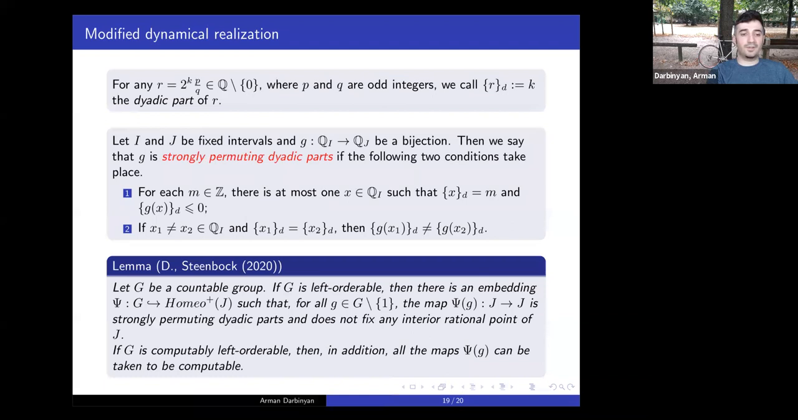For each m that is an integer, there exists at most one element x from the domain of G such that the dyadic part of x is equal to the given m, and in addition, the dyadic part of its image is non-positive. And the second property is that for two different elements in the domain of Q sub I, if their dyadic parts coincide, then their images will have different, non-equal dyadic parts. Once you have this, this property is what we call strongly permuting dyadic parts.